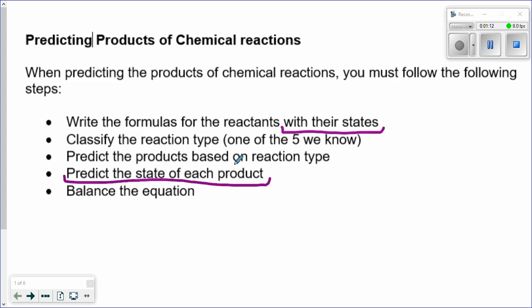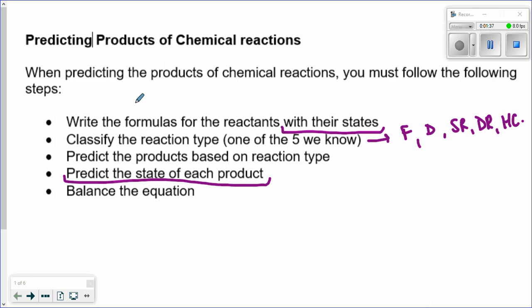So write the formulas for the reactants, classify the reaction types. So either a formation reaction, a decomposition reaction, a single replacement reaction, a double replacement reaction, or a hydrocarbon combustion reaction. So predict the products based on the reaction type. So we'll talk about how you kind of do that. And in the end, balance the equation.